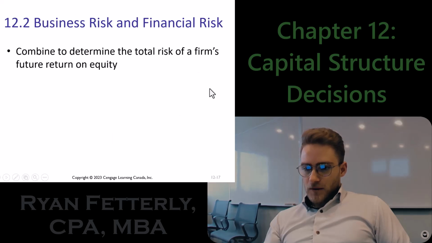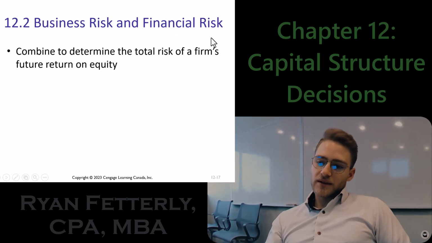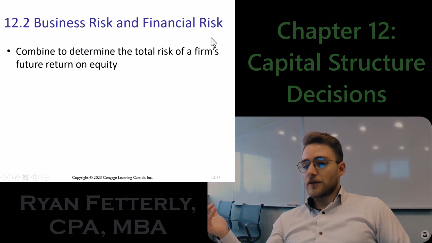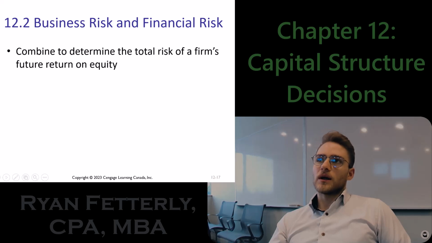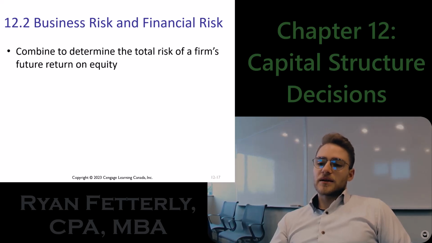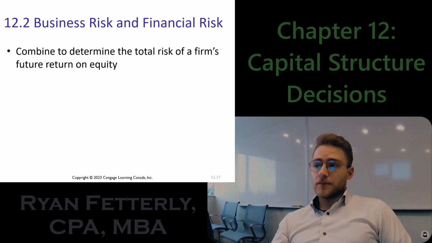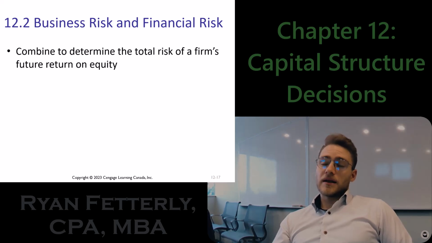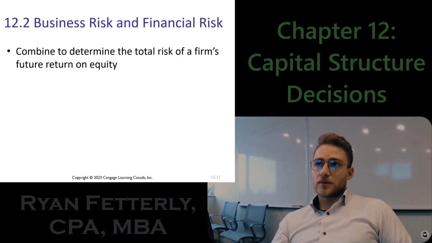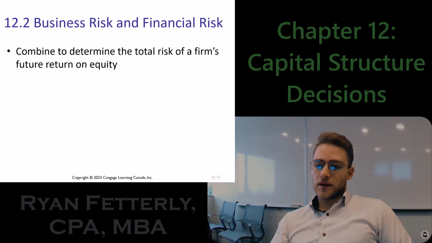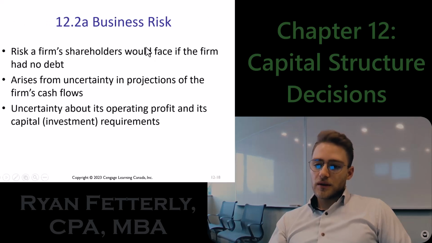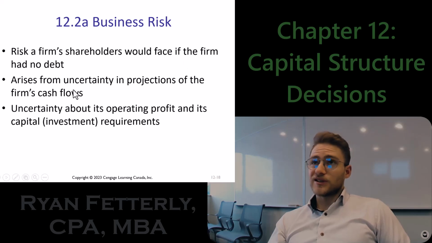Okay. So business risk and financial risk combine to determine the total risk of a firm's future return on its equity, right? So the risk that the firm is going to be able to pay its debt and whatnot, and all the other risk associated with running a business as well. Put that together, that's the risk that the shareholder does not get their required return. So business risk is what a firm's shareholder would face if the firm had no debt, right? It's the risk of going into business, all of this.